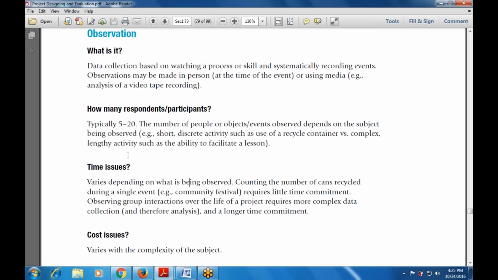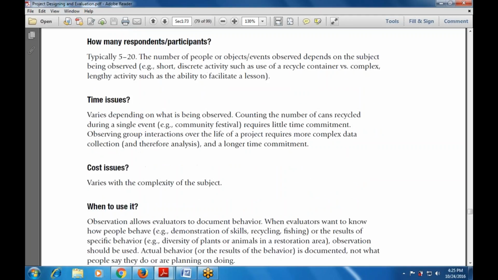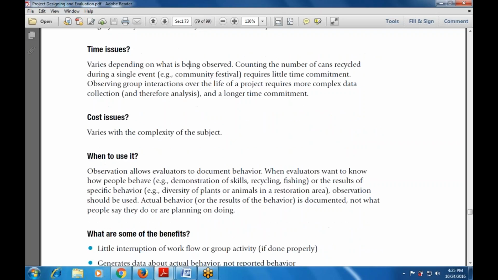So observation is the data that is collected by systematically recording the event. Then how many respondents or participants are available? That typically ranges from 5 to 20. Then the time issues depend on the experience and on the observation that we make. Then the cost also varies with the complexity of the project. Then, when to use it.